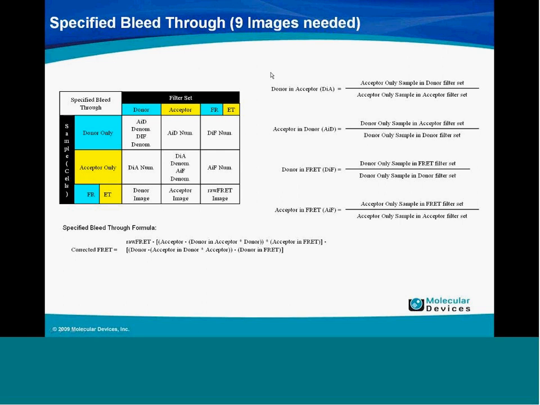And then we look at the acceptor and donor. So this is the donor-only sample in the acceptor filter set divided by the donor-only sample in the donor filter set. Then we look at donor FRET and acceptor FRET to do those same calculations. And we see the overall formula listed here.